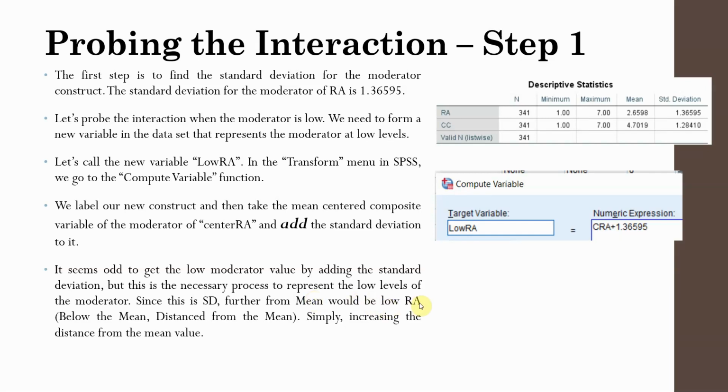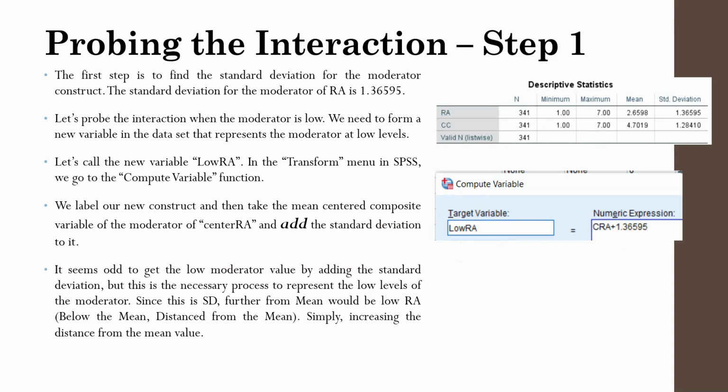ambiguity. So if you're going away from the mean, that is by adding the standard deviation, you are going away from the mean. Below the mean would mean distanced from the mean, and this will mean low role ambiguity. So you are going away from the mean rather than coming closer to the mean. That's why when you are looking for your low role ambiguity, that is low level of the moderator, you add the standard deviation. This means that you are going away from the mean value.